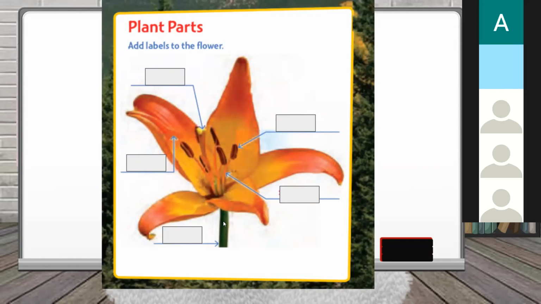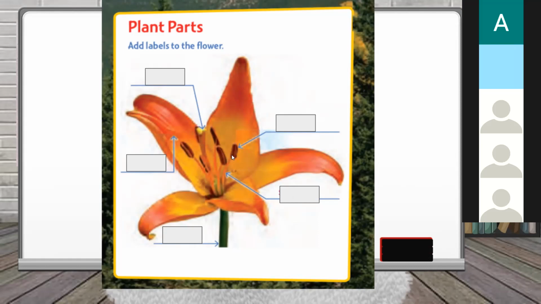Not the root. What do we call it? This one is the stem. It looks like a stick. Yes, excellent, excellent. What about the female part? What do we call the female part over here? Okay, I'm gonna help you. Is it the anther, or stamen, or pistil? The pistil. Excellent. What about the male part?